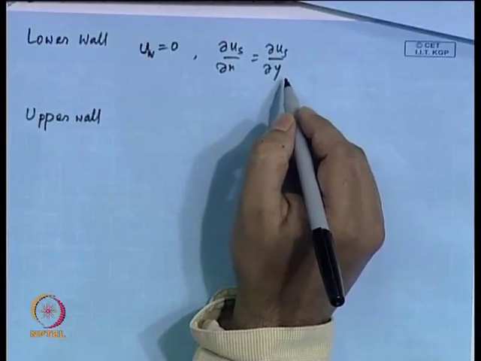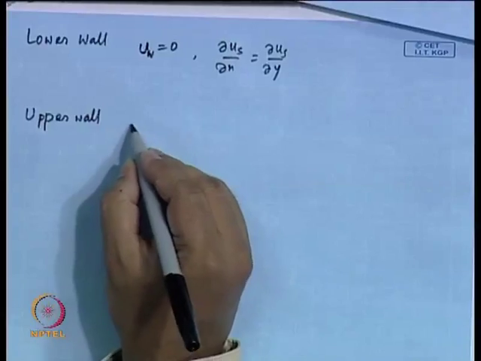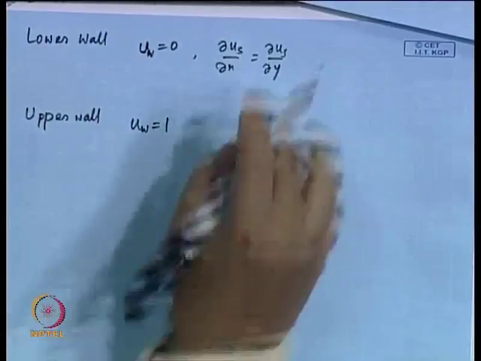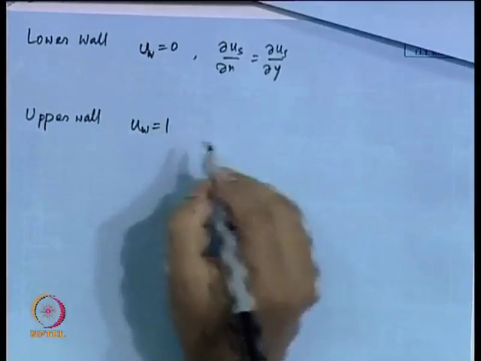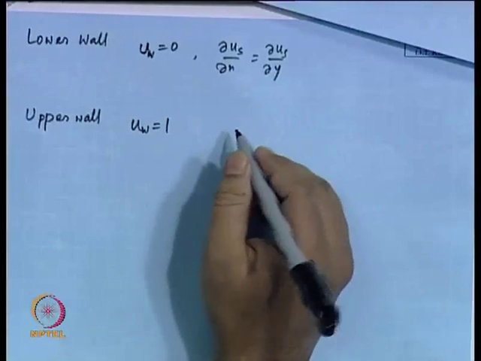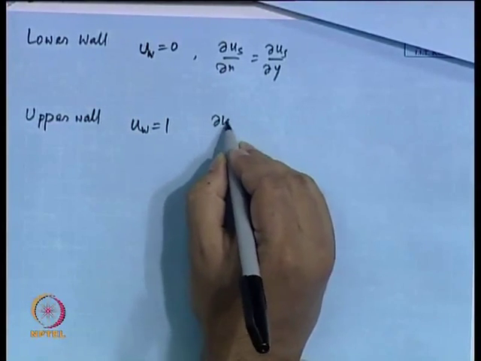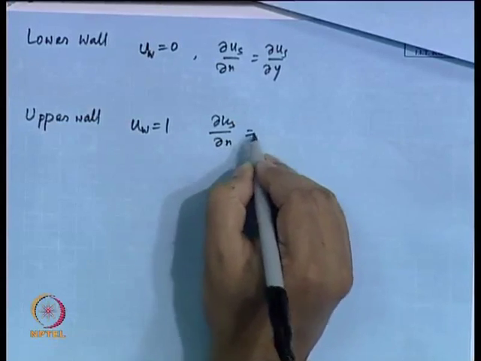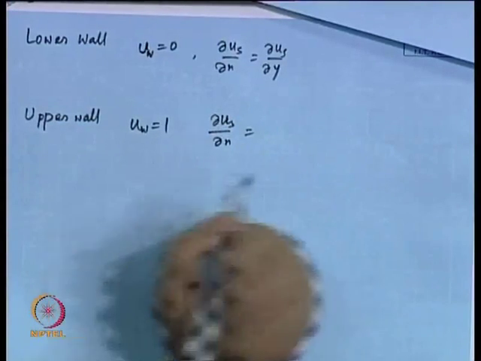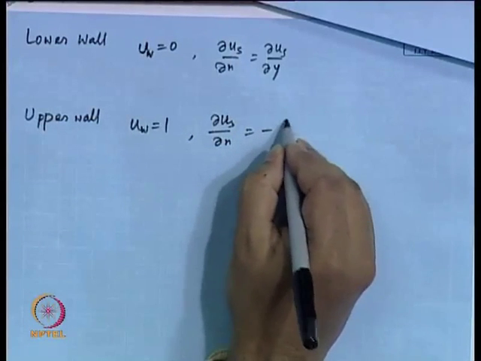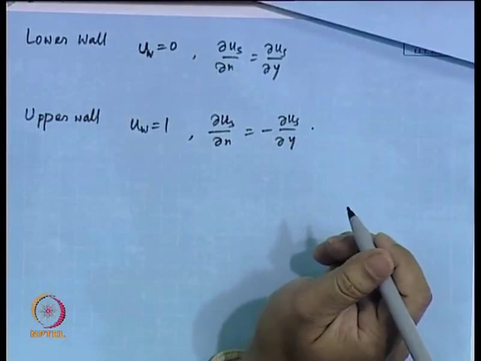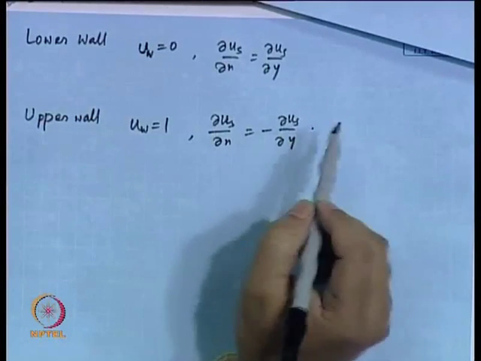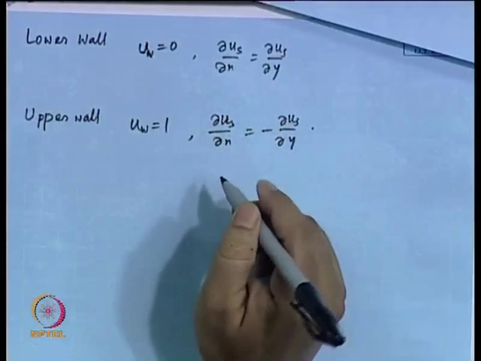All right. On the other hand, at the upper wall, you have u_w equal to 1, because what is the definition of u? u is equal to u divided by u_w. So u_w is equal to 1, and in that case you have ∂u_s/∂n equal to minus ∂u_s/∂y. So these are the conditions: one is applicable at the lower wall and the other at the upper wall.